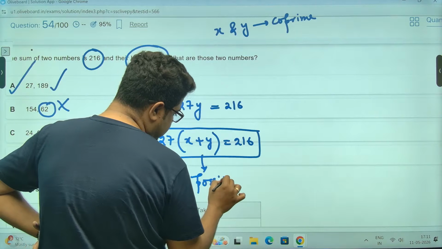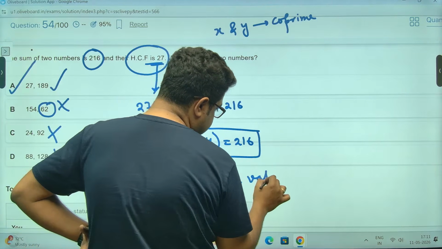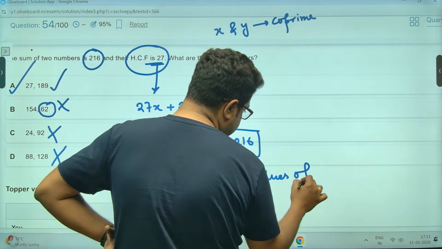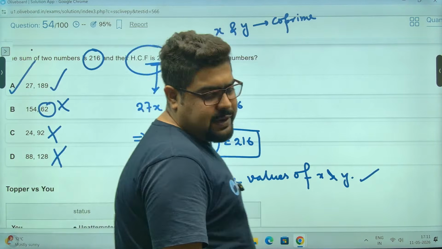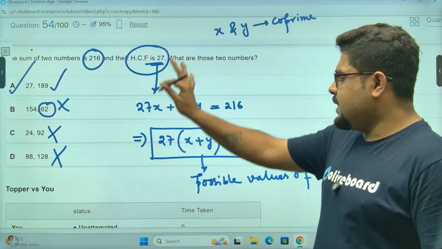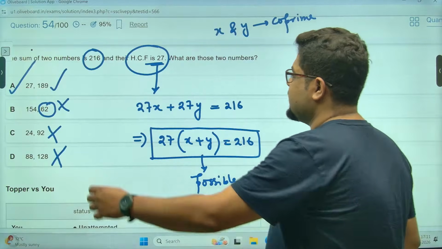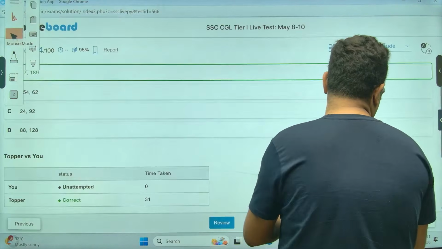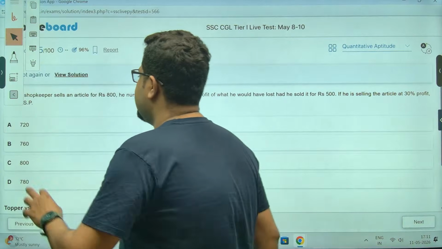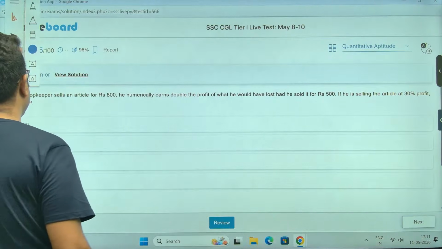From there only you figure out the possible values of x and y. Clear everyone? Clear, sir? But again, in this case, you don't need to do any of these things. Just the options are enough to conclude. Next one, please.